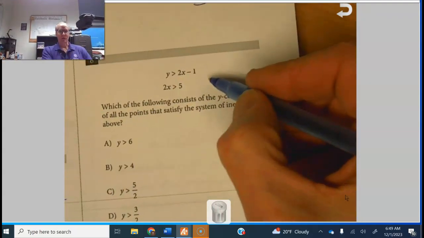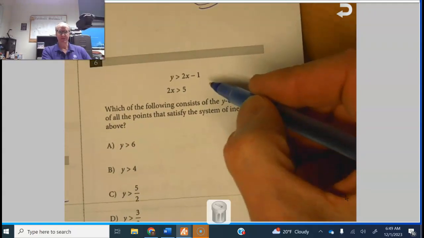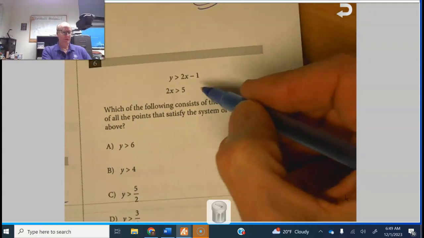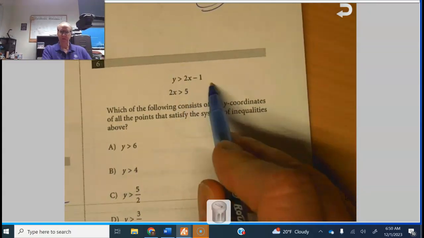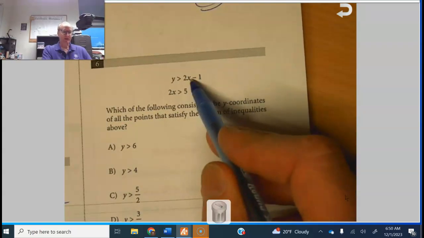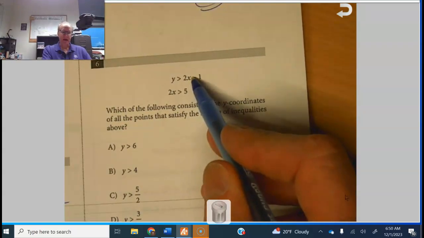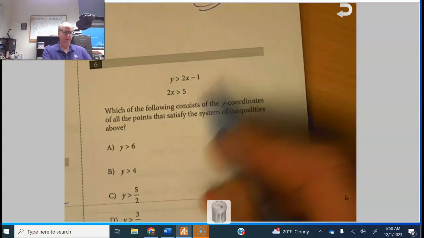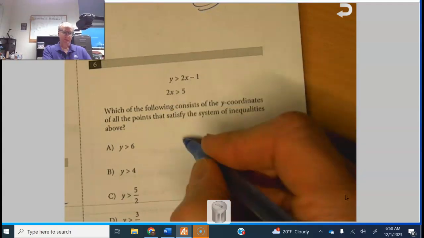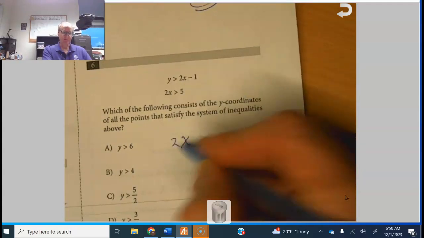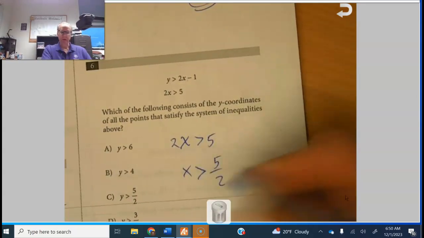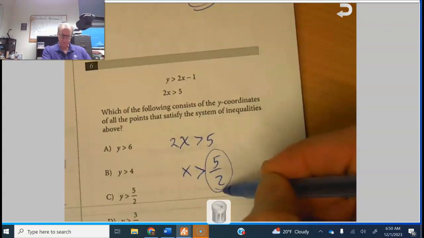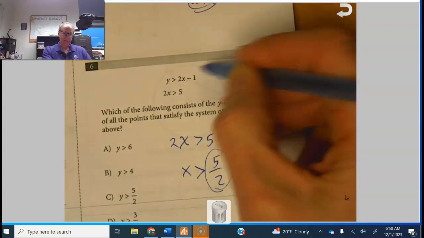This is an interesting one, and I found a way to simplify it a little bit better. But my first impulse was to say, okay, I know y is greater than 2x minus 1, so if I can figure out the smallest value of x, then I know that y has to be bigger than this. And the smallest value of x is 2x has to be greater than 5. So I know that x has to be greater than 5 over 2. Since x has to be bigger than this, y has to be bigger than that.